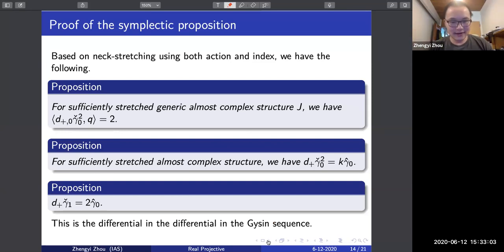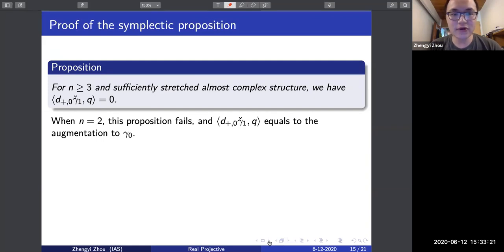All right, so I explained these two pieces. The last piece is we have to worry about whether d plus 0 gamma 1 check has some non-trivial contribution to the constant. This is actually where n bigger or equal to 3 is really important.